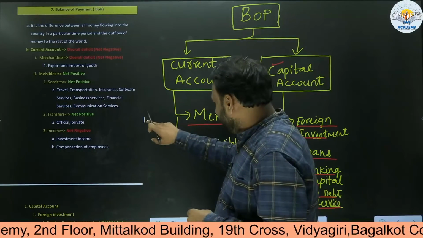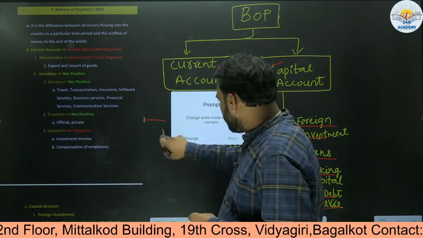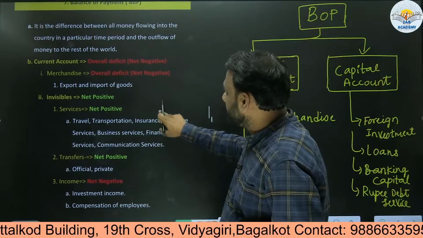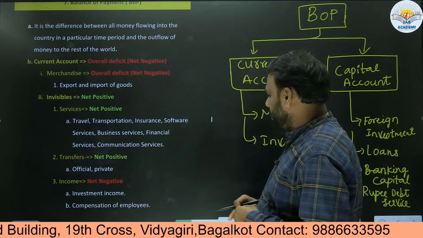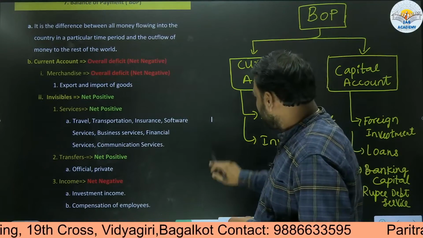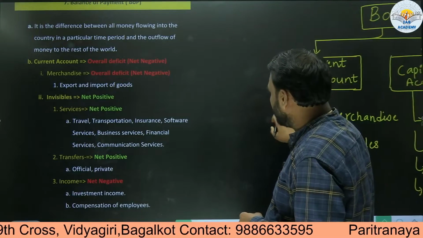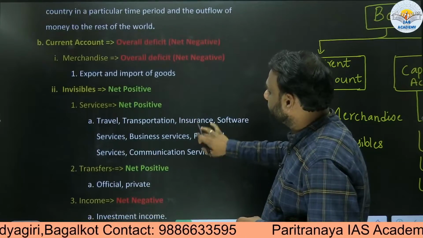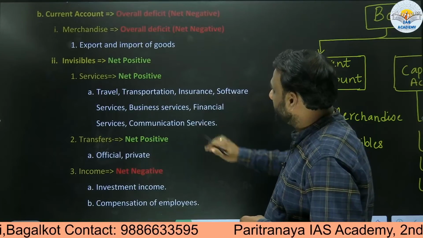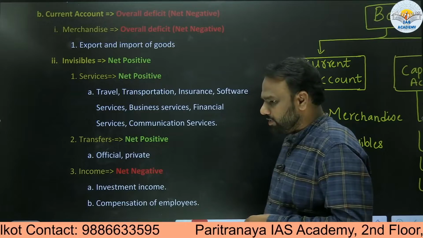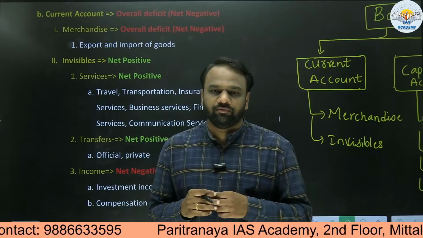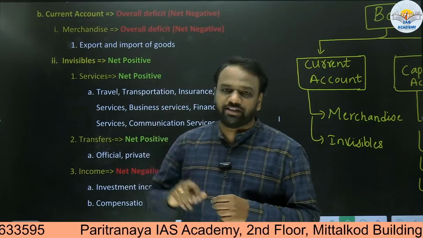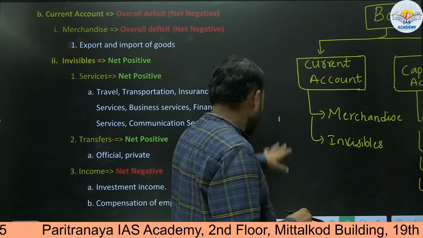Now next, we need to understand these various things. What is merchandise? What are invisibles and all? So current account consists of merchandise. Anything which is visible, and if trade occurs with respect to that item, we call it merchandise trade.